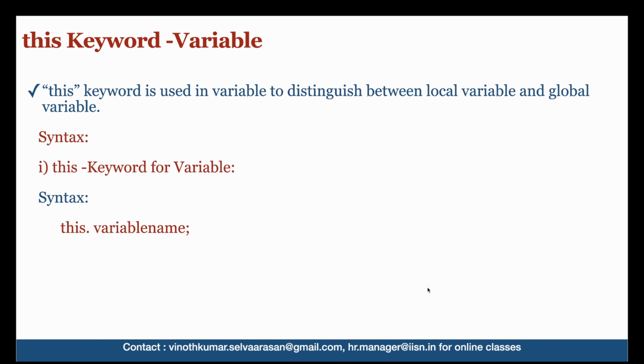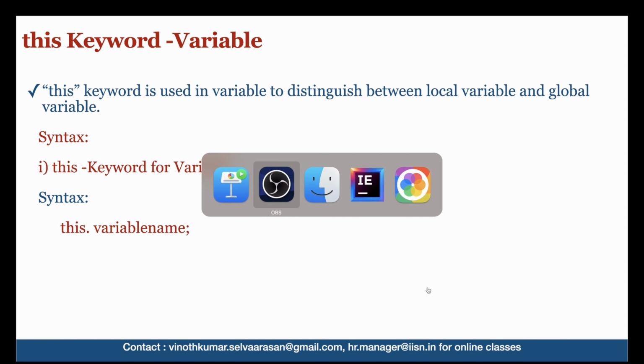Let's see a simple example flow. Here we have one class, which we are going to create, called StudentRegister. In this, we are going to create one variable, and we are going to see this in detail in the programming way.